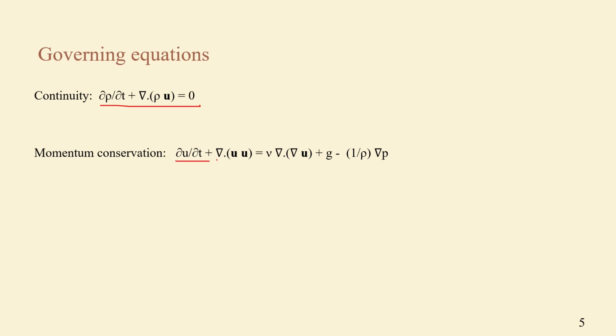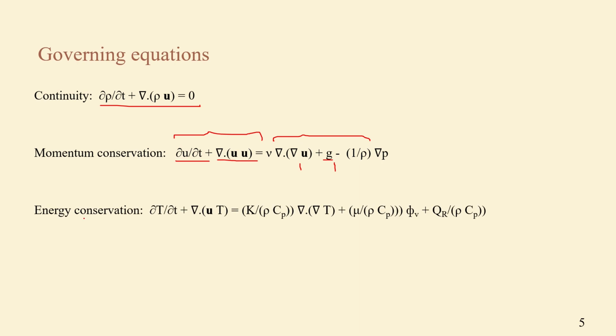It is given by dou u by dou t plus del dot uu is equal to nu del dot del u plus g minus 1 by rho del p. This is the momentum change in the system, and these are the different forces acting that affect the momentum balance inside the system. For example, this is the pressure gradient force, this is the gravitational force, this is the viscous force, and these are the changes due to time, that is, how the flow changes over time.